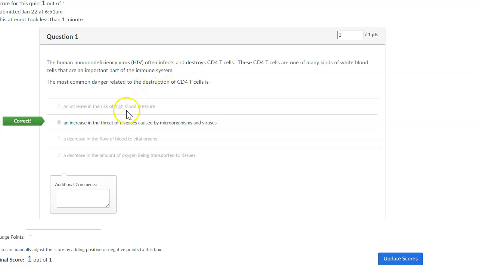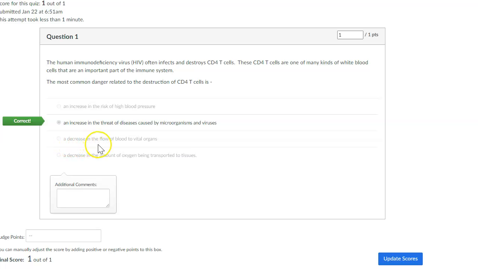So if you look at these options, it says to find the most common danger related to the destruction of these T cells. The first option was an increase in the risk of blood pressure. Okay, well, that's talking about blood pressure, and we know that we're looking for something that has to do with the immune system, so it has nothing to do with the high blood pressure. Okay, I'm going to skip this one right now because obviously you can see that that's not the right answer, but I'm going to talk about these ones too.